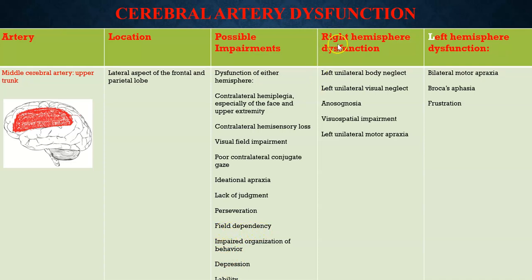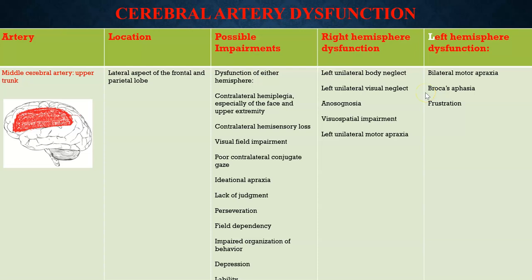Now, if the lesion is on the right hemisphere, it'll be left unilateral body neglect and left unilateral vision neglect. So remember, right and left hemisphere. The right hemisphere will work for the left side of the body. The left hemisphere works for the right side of the body. And then if it's left hemisphere dysfunction, it'll be bilateral motor apraxia. Again, Broca's area, Broca's aphasia.